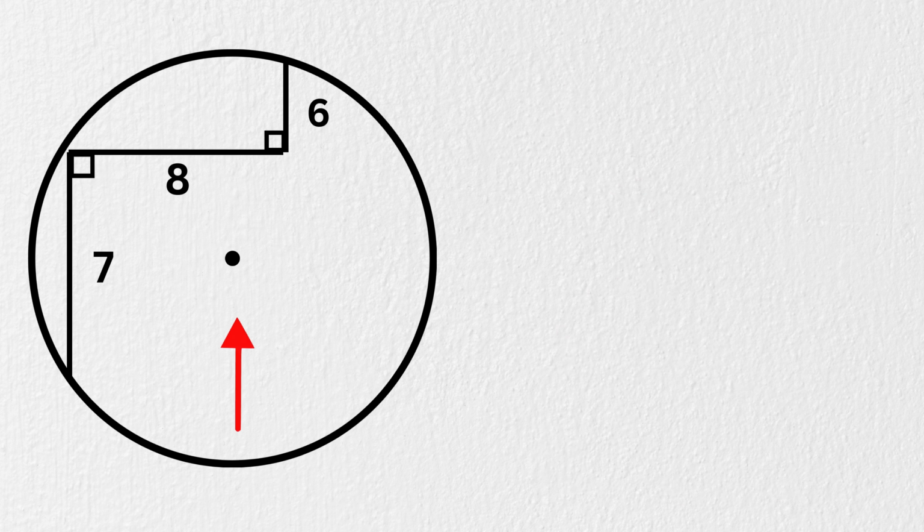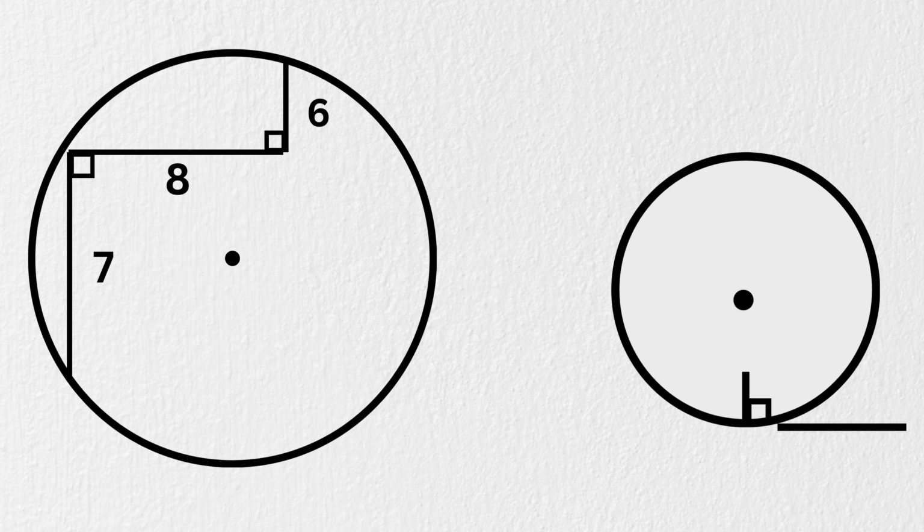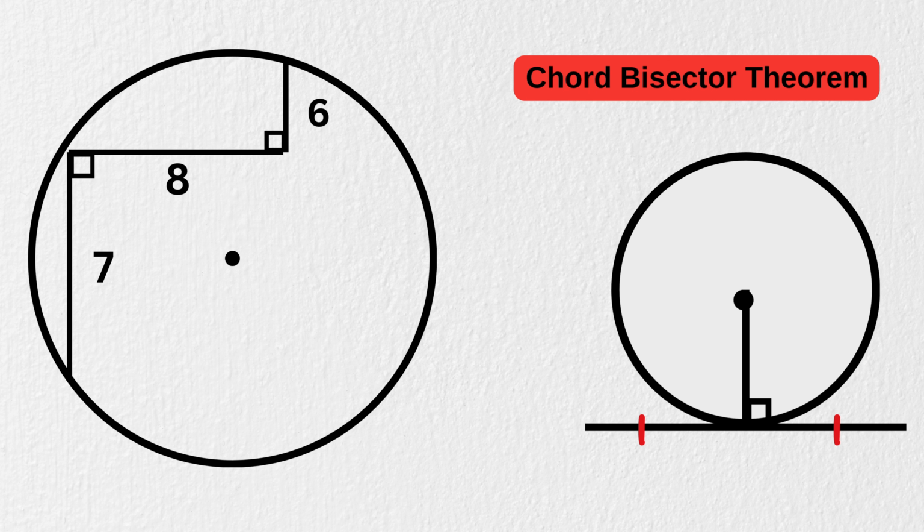Let us start by marking the center of this circle. Now, in a circle, the line segment from the center that is perpendicular to a chord will also bisect the chord. This means that the perpendicular line from the center of a circle to its chord divides it into two equal segments. This is called the chord bisector theorem.